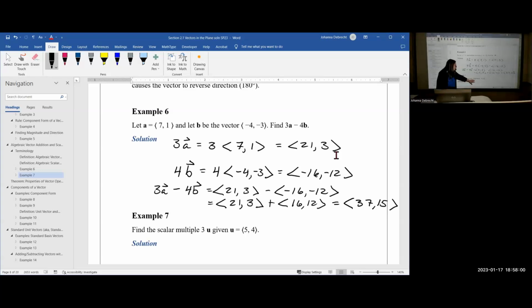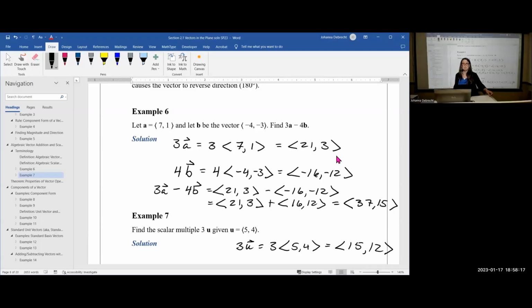Let's say that we want to find 3u, given that u is <5, 4>. Then 3u is just going to be 3 times <5, 4>, which becomes the vector in standard position <15, 12>, right? So it's really as simple as you might hope that it would be. It's pretty straightforward, not too difficult.